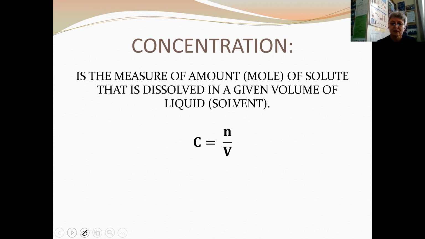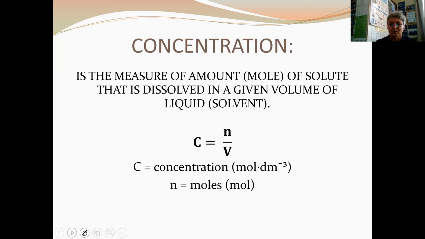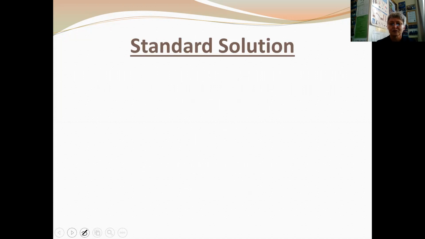C equals n divided by V. So concentration is mole per cubic decimeter. The unit we use is the mole per cubic decimeter. That comes from n being measured in mole, and volume must be in cubic decimeter. You can't use cubic centimeters or cubic meters to calculate concentration the way we do. A standard solution is a solution of which the exact concentration is known.